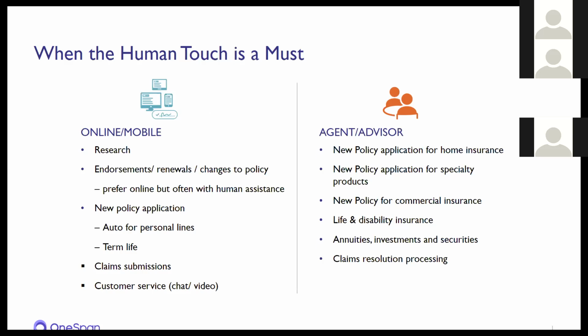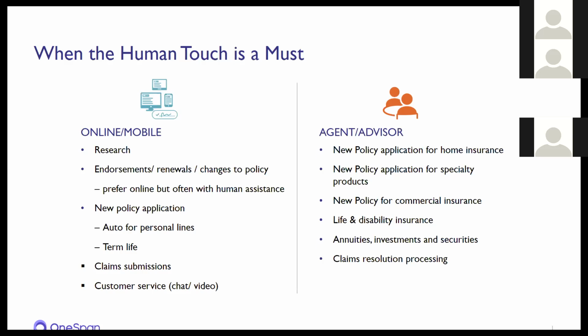And it's pretty easy. Research today, whether that's property and casualty, or life, or annuities, or disability, you can do your own research. And that's what the stats showed us. Customers are conducting that on their own. When you get to endorsements and renewals, unless there's really a change in the policy, that also can be done pretty much as a self-service transaction as well.